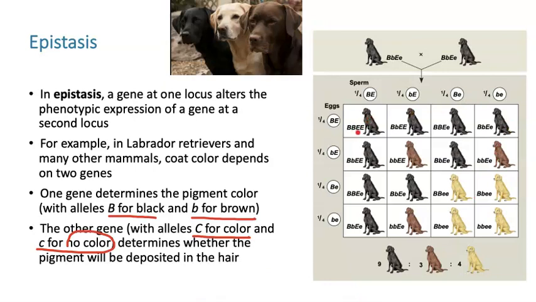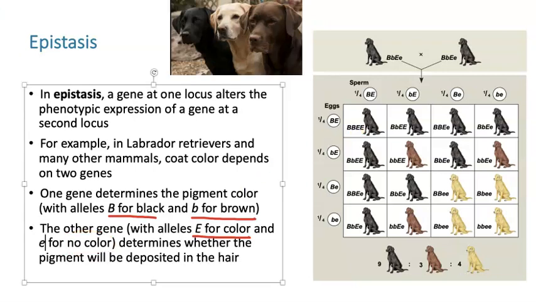So if you're big B, big B, big E, oh, I'm sorry, those should be E's right there. Let me fix that for you really quickly. Okay, it's fixed now. So if you have the big B allele, you'll be black, and if you have the little b allele, you'll be brown. But if you have the big E allele, sorry for that fix, you will either be black or brown, whatever the other gene says you'll be. Big E says, yep, you'll have that. But if you have the little e allele, you don't get black or brown, you just get yellow.